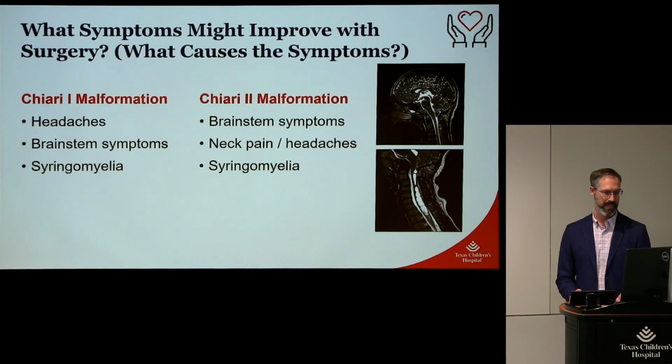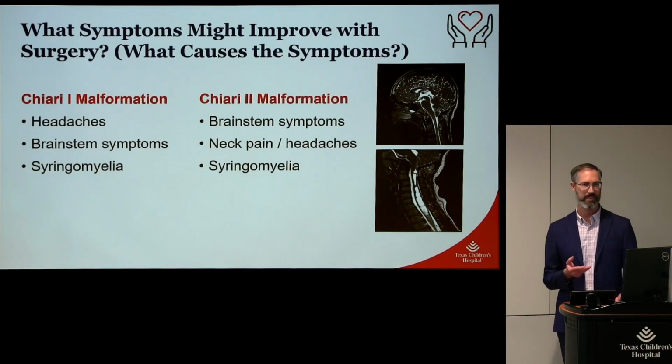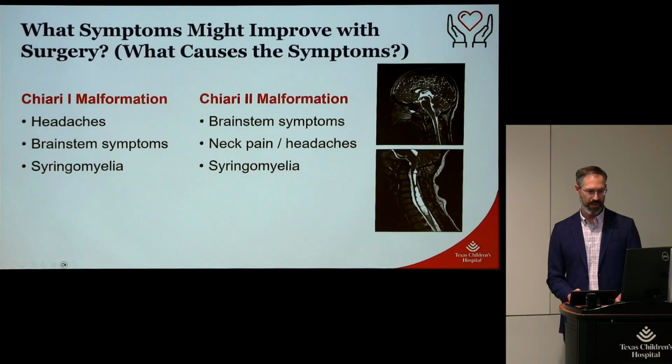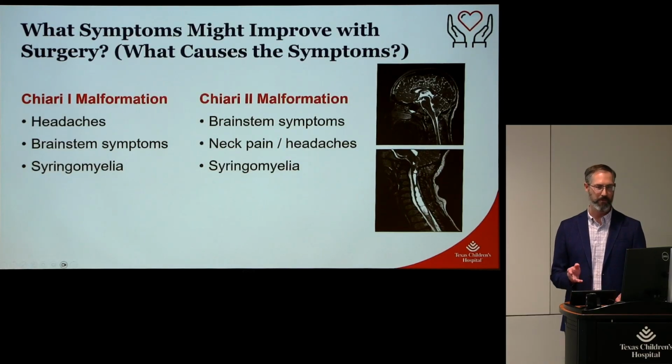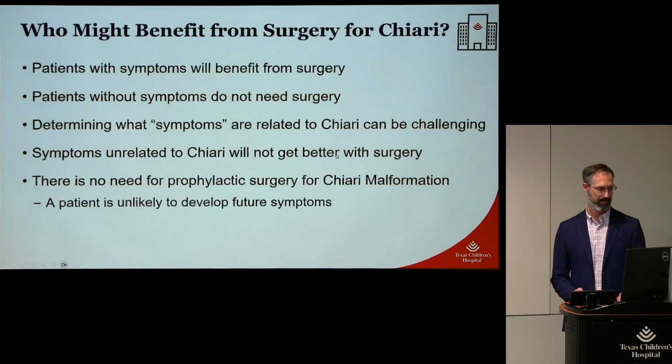That's the medical term. You could have brainstem symptoms, so this is compression of the brainstem, and you can see the brainstem here in this picture, and that could be abnormal eye movements, problem swallowing, intractable vomiting, weakness, or you could have syringomyelia, and that's fluid in the spinal cord, and that can cause sometimes shooting pain into arms and legs, weakness, incontinence, a variety of symptoms. For Chiari II, the symptoms are typically brainstem symptoms, neck pain or headaches, and often the syrinx.